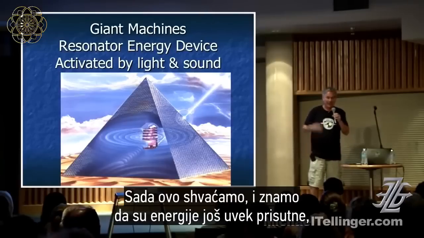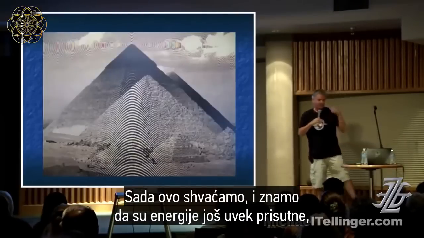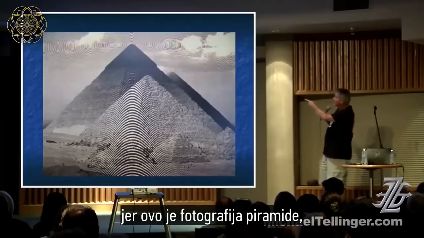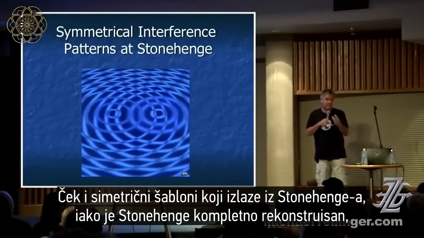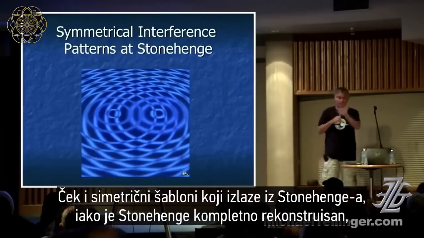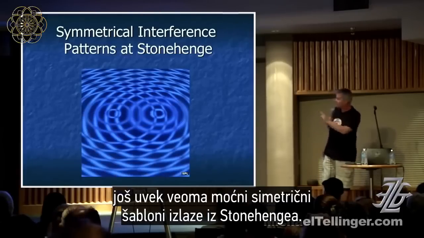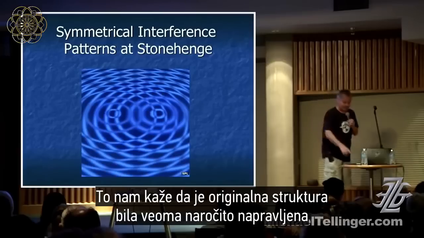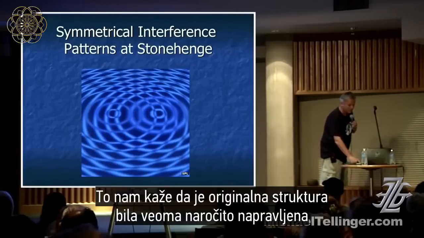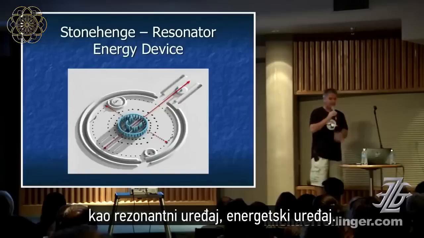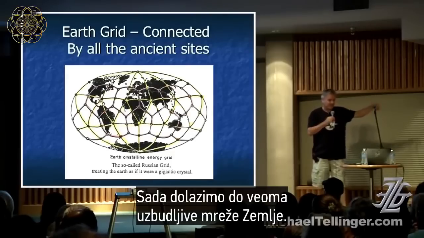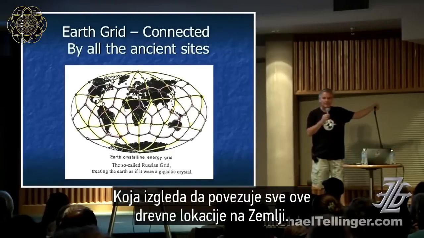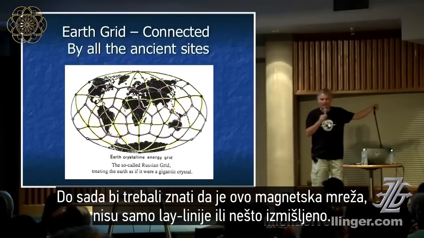It's so simple. And now we're figuring this out, and we know that the energies are still there, because this is a photograph taken of the pyramids, and there's still huge energy coming out of the pyramids. Even the symmetrical patterns coming out of Stonehenge, although Stonehenge has been completely reconstructed, there are still very powerful symmetrical patterns coming out of Stonehenge that tell us its original structure was very specifically created as a resonating device, an energy device. And now we get to the very exciting Earth grid that seems to connect all these ancient sites on Earth. By now you should know that this is a magnetic grid. It's not just ley lines or some fancy blah.